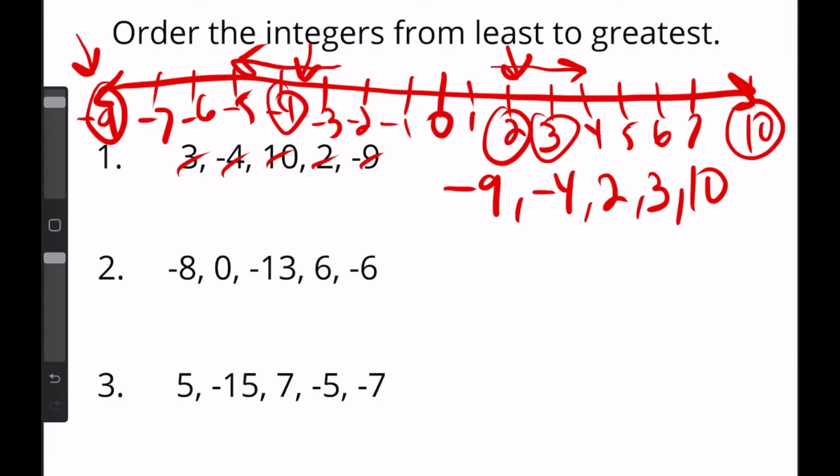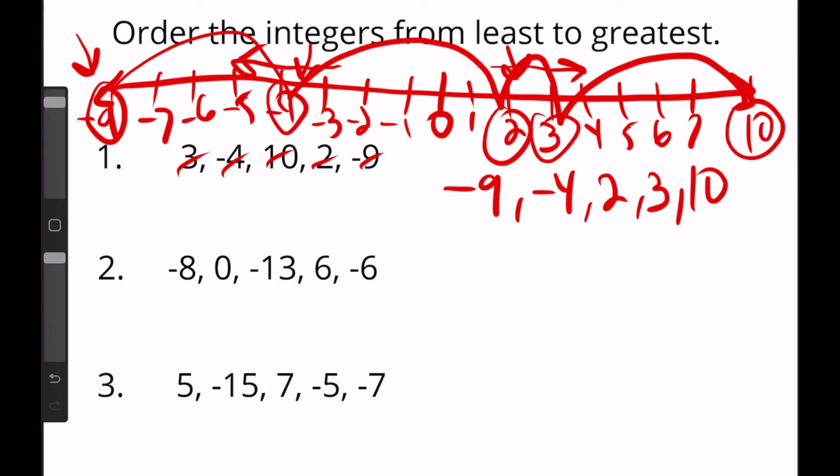We're just kind of moving along, right, in a right direction all the way to the last number. That's how we're doing this. The further away you go from 0 down the left side of the negative line, the smaller the number is, or the lower the value of the number is. Let's try the next one.